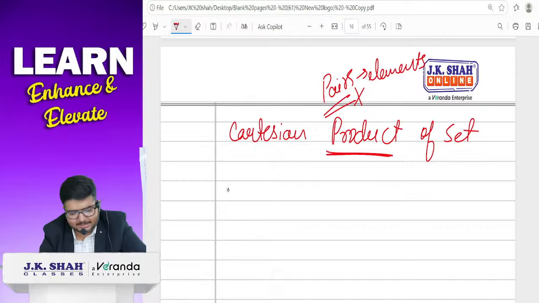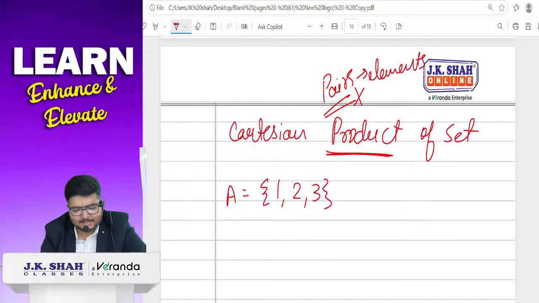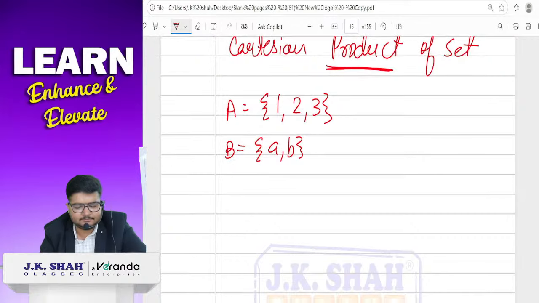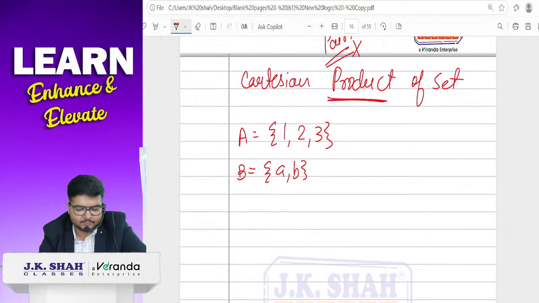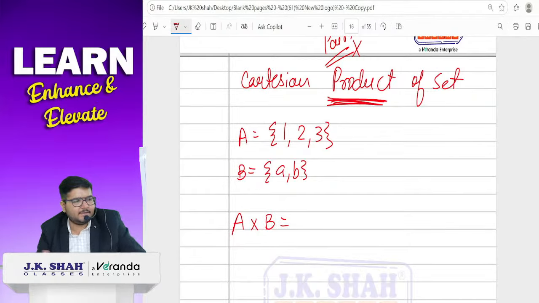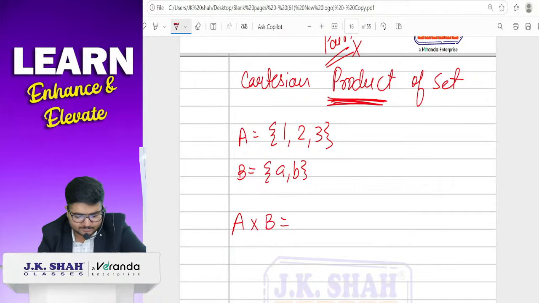Let us take an example. Set A has 3 elements, 1, 2, 3. Now there is another set B. Again, you have to find the product, but in the product you have to make pairs. For example, you have to find A into B. Now A into B means multiplication of A and B, but you have to make pairs. You don't have to multiply. So sir, how to make pairs?